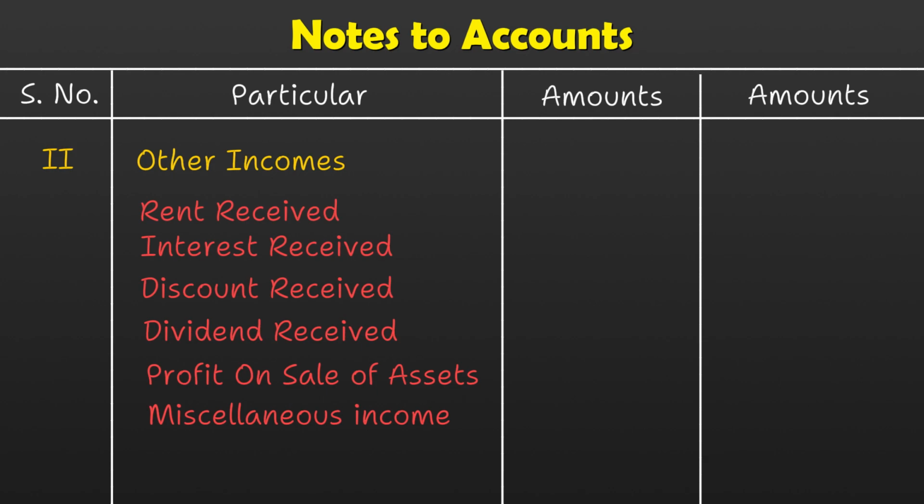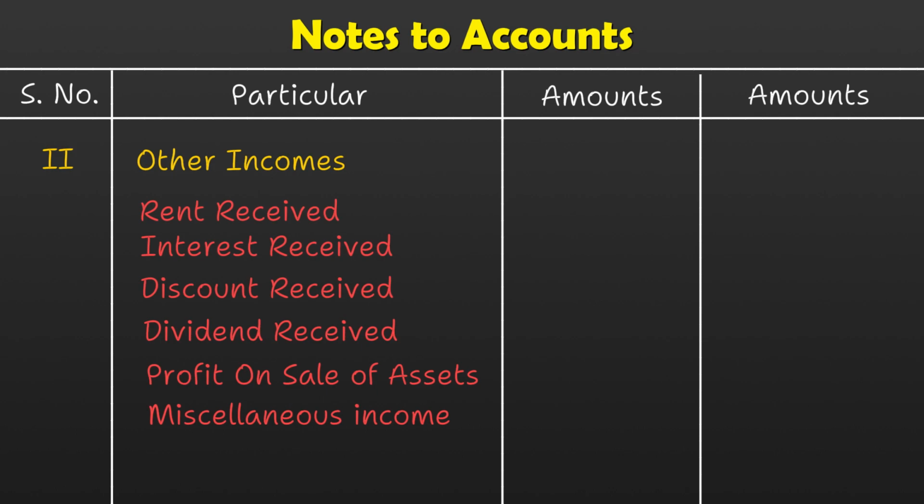Now, if this is very much clear to you, with this, we have completed the second item and the notes to accounts associated with the other incomes. Now, the net amount, that is after adding all these amounts, would appear with the name other incomes in your statement of profit and loss. Now, let's move on to the third one.